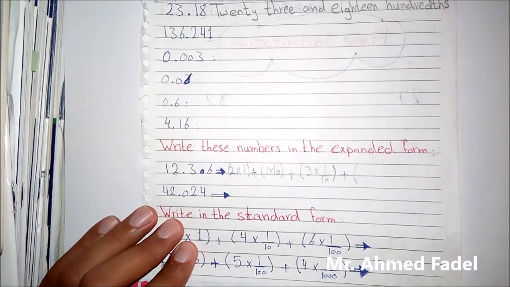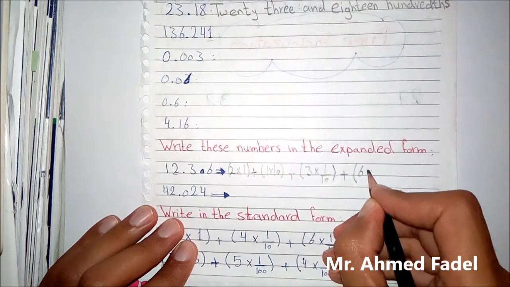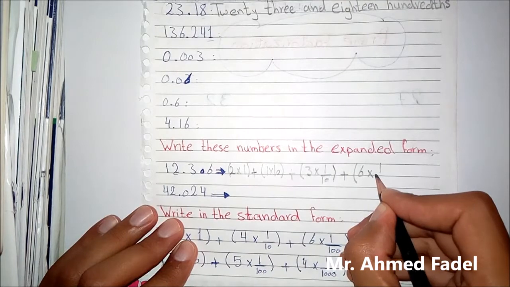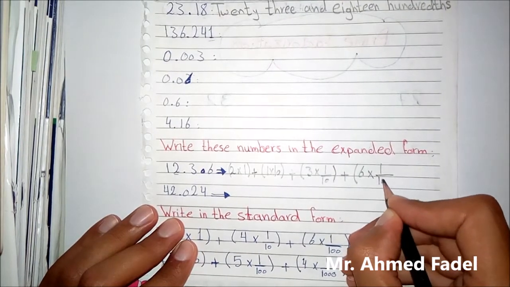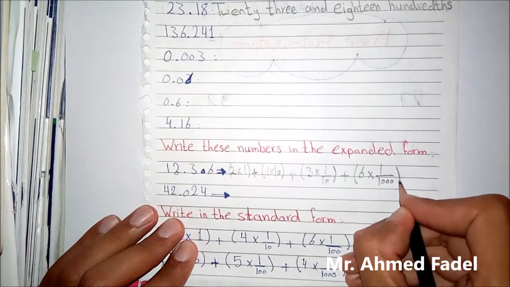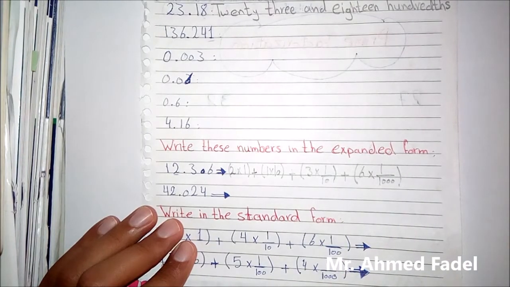Then we have here a 6. What's the place value of the 6? Yeah, I hear some of you saying thousandths. So the place value of the 6 is the thousandths. So it's 6 times thousandths. What's thousandths as a fraction? It's 1 over 1,000. That's it.